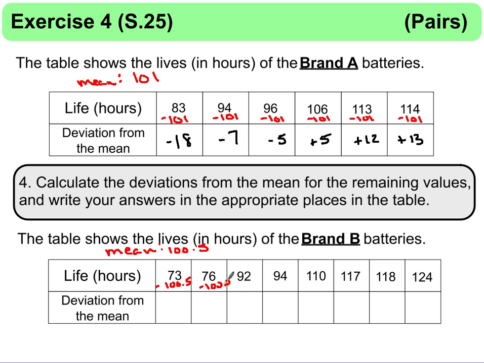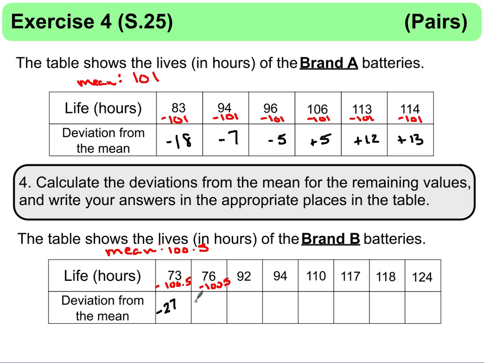And then I would continue, I could mark that across each one. But to summarize, once I start subtracting 73 minus 100.5 and 76 minus 100.5, and I'll do this with each one of these, I will get the following deviations from the mean.